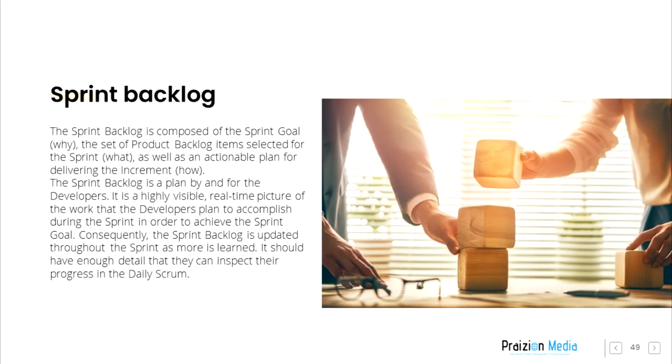Sprint backlog. The sprint backlog is composed of the sprint goal (why), the set of product backlog items selected for the sprint (what), as well as an actionable plan for delivering the increment (how). The sprint backlog is a plan by and for the developers. It is a highly visible, real-time picture of the work that the developers plan to accomplish during the sprint in order to achieve the sprint goal. Consequently, the sprint backlog is updated throughout the sprint as more is learned. It should have enough detail that they can inspect the progress in the daily Scrum.